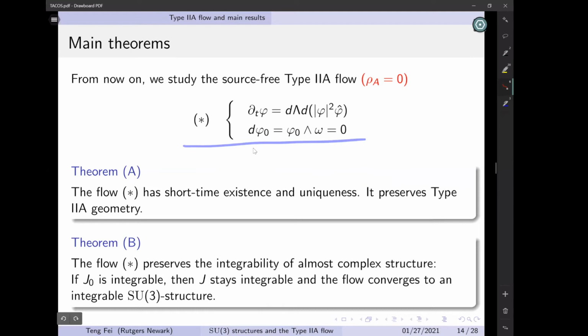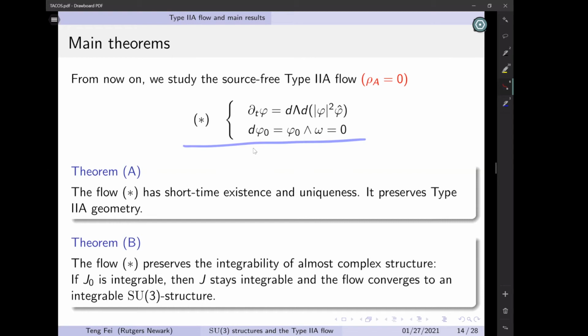Our first theorem says this flow has short time existence and uniqueness, and also it preserves type IIA geometry. So this is very simple to state. However, I think for any geometric flow, this is the most fundamental result one needs to prove.